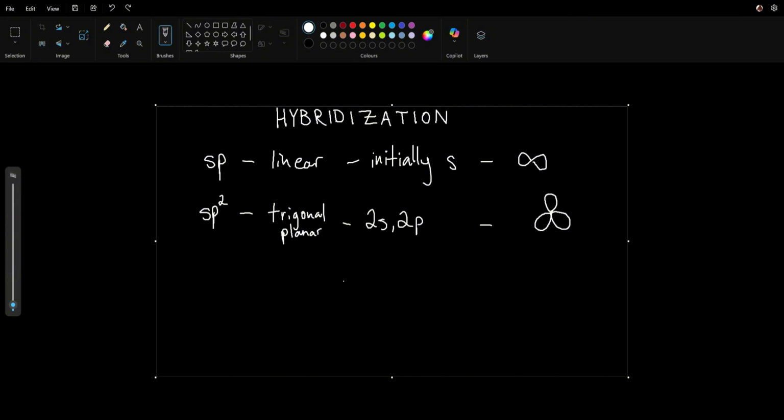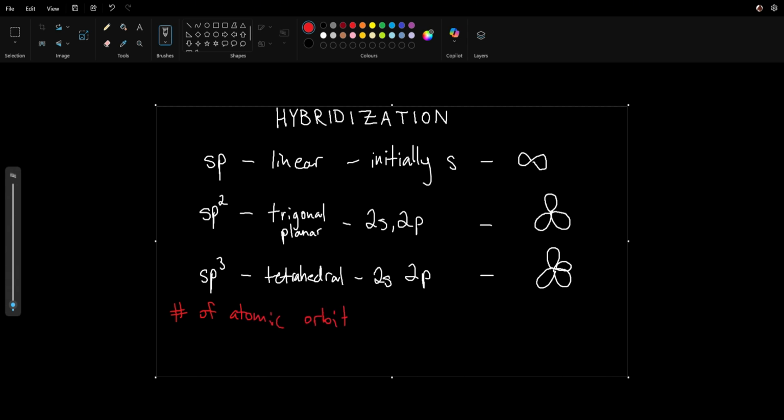So this is our trigonal planar sp2, and then our sp3, which we saw in our first example with methane, is going to be tetrahedral. It's going to consist of 2s and 2p again, and its shape is going to look like this. Just again with those balloons. So one little thing that's important to note that I'll write down here is that the number of atomic orbitals that mix equals the number of hybrid orbitals that form.